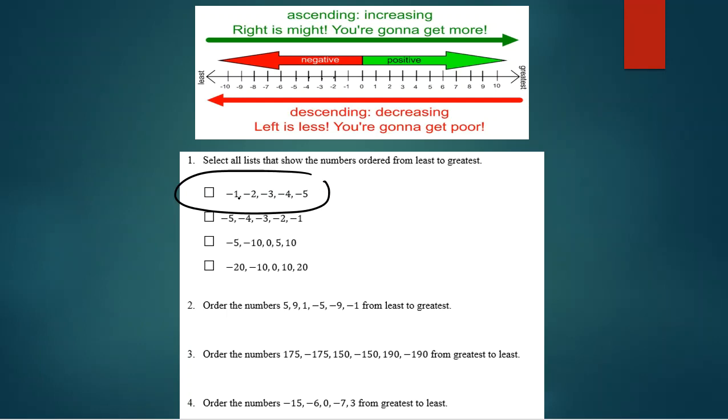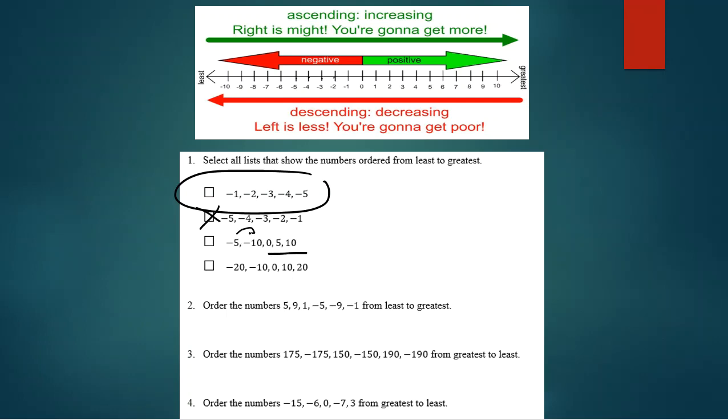Okay, number 1, negative 1 has more value than negative 2. Okay, this one right here, though, is least to greatest. Negative 5 has less value than negative 1. Okay, let's look at the next one. Negative 5, negative 10, 0, 5, 10. So these right here are okay if we're going from least to greatest.